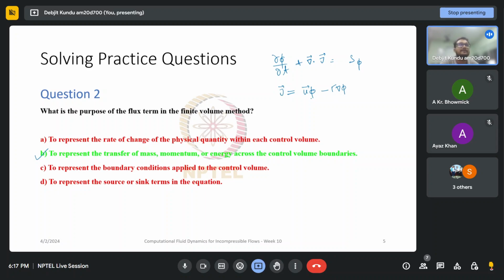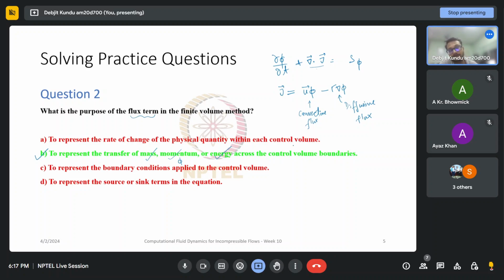So this is the convective flux, this is the diffusive flux. These two add up to the total flux, and the divergence of that flux is the flux term, which the question relates to, and that represents the transfer of any physical quantity phi. That phi could be mass, that phi could be momentum, that phi could be heat energy or any other form of energy. It could be species concentrations.